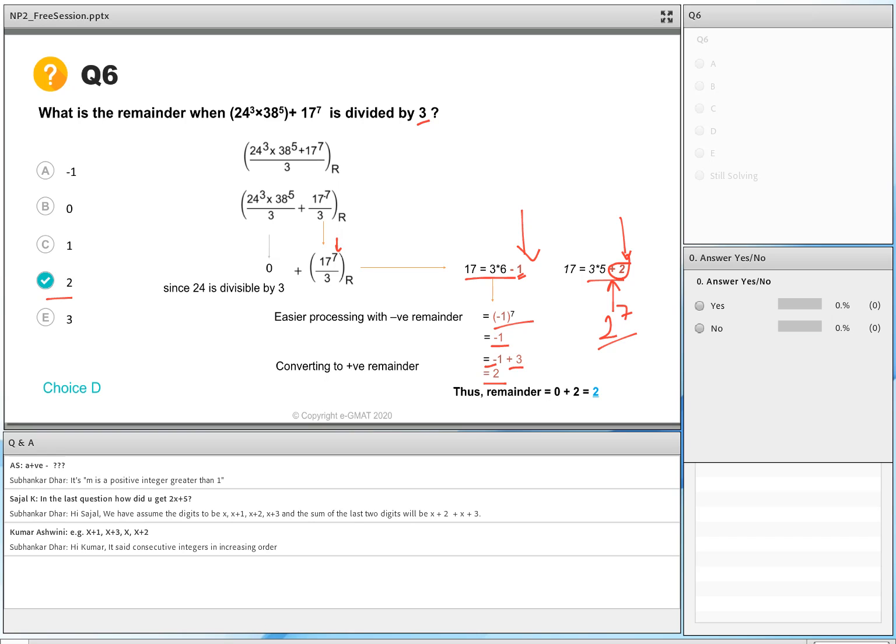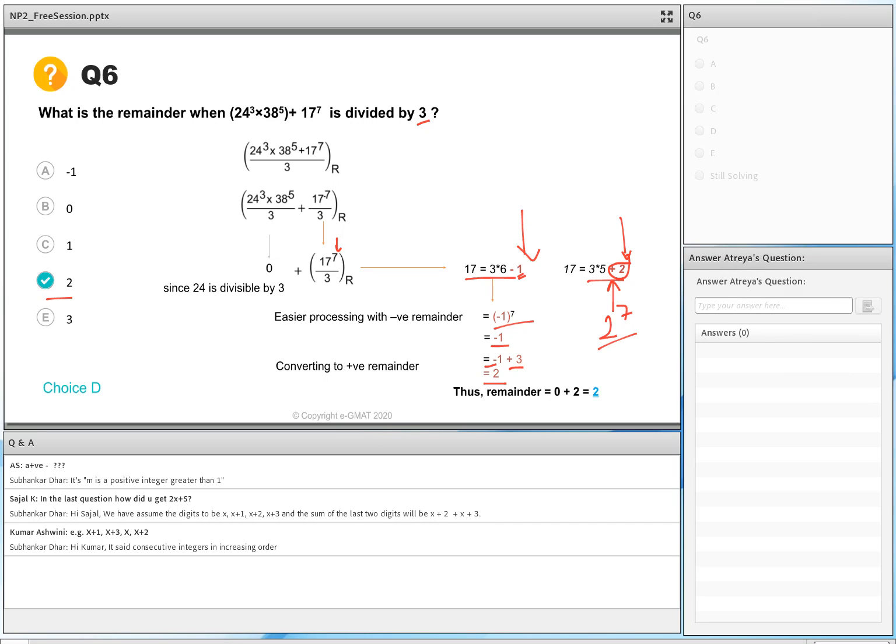So, okay, let me clear all the answers. Tell me, is the solution and the application of negative remainders now clear to all of you? It's a wonderful concept, and we'll see another question related to this concept. Let's move into the next question then.